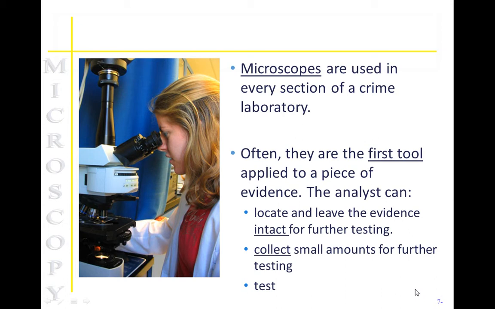So, for instance, in a drug section, an analyst may be working to help identify a specific pill. They may use a stereo microscope to look closer at the markings on the pill, where a trace analyst might also use a microscope initially when they're examining a pair of shoes to try to identify any small glass particles that might be in the soles of the shoes. So usually it's used as one of the very first tools on all different types of evidence.